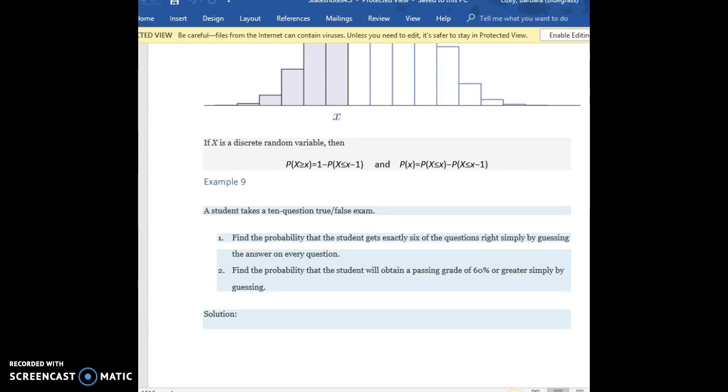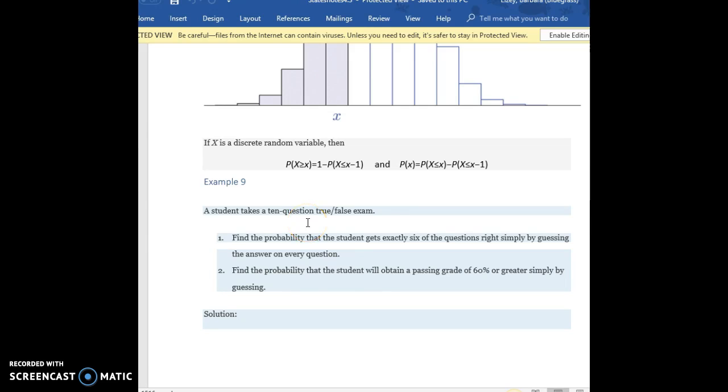Okay, so first, let's deal with question 1. Let's notice that we have 10 trials, and this is a true-false exam, so there's a 50% chance of getting it right by guessing. So our probability is 0.5, and we want exactly 6 right, so x is 6.